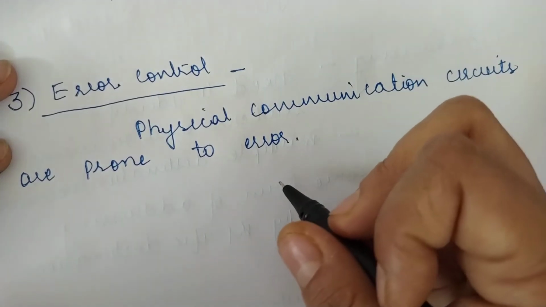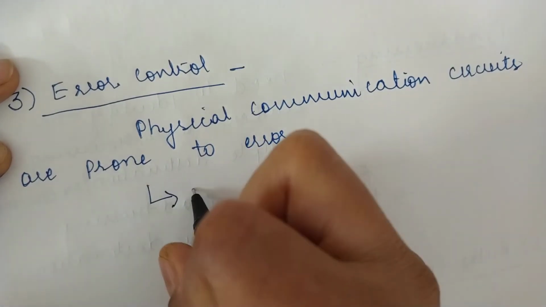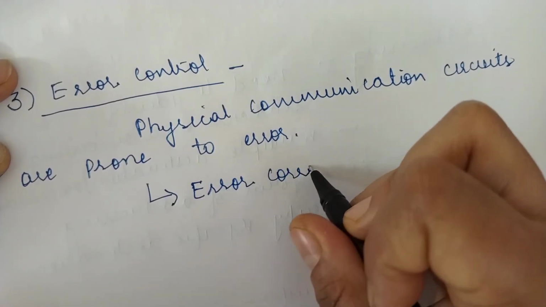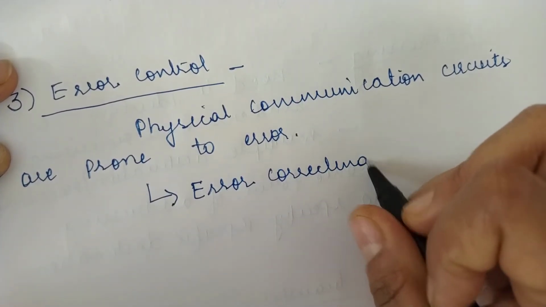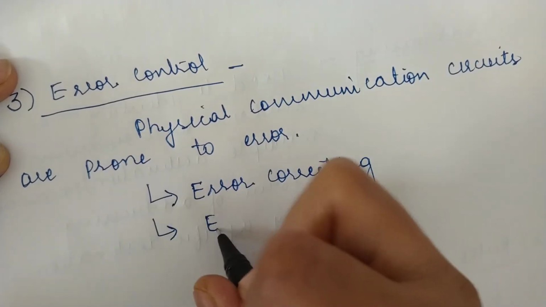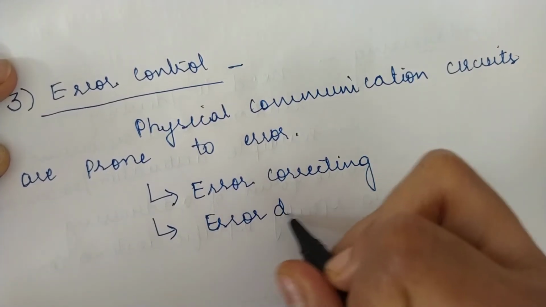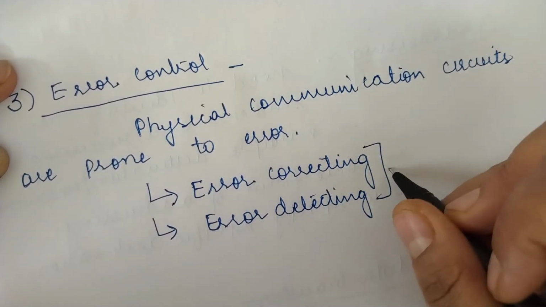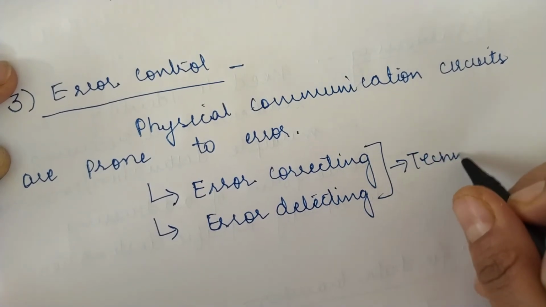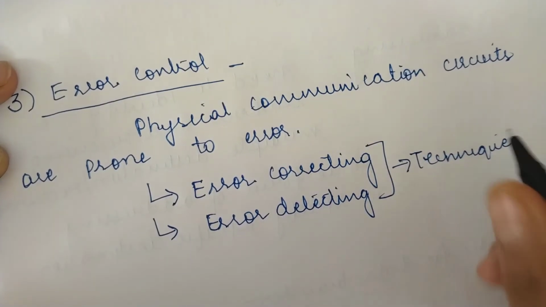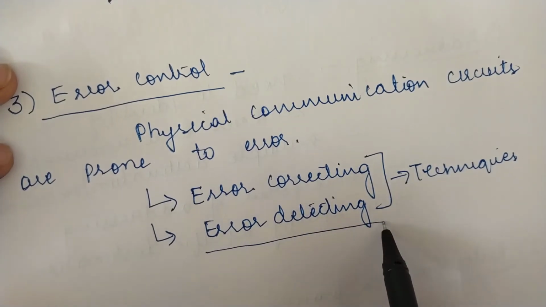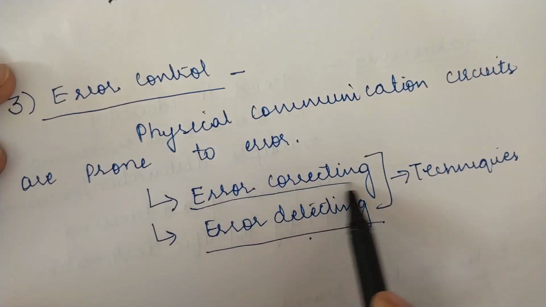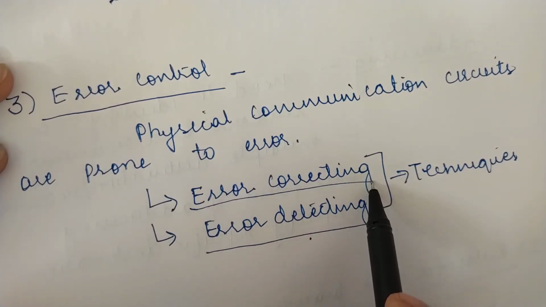So what do I do in this case? I need some sort of error correcting and error detecting techniques, right? So while the data is sent, I must have some techniques for detecting the errors first of all, and if in case an error has been detected, then I must have some mechanism for correcting those errors also.